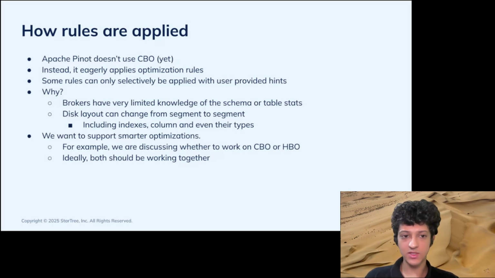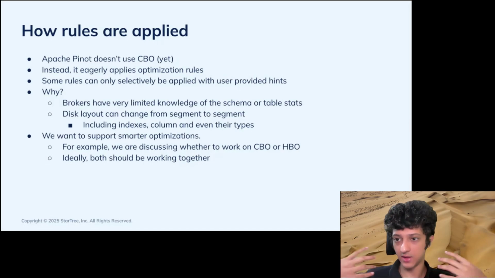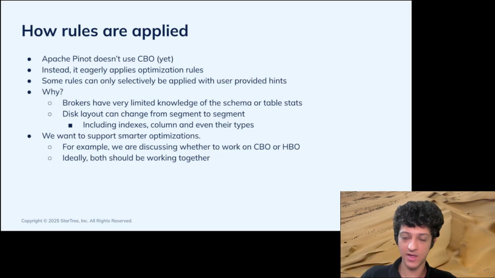So right now, since we only eagerly apply these optimization rules based on simple heuristics, some rules can only selectively be applied with user-provided hints. So right now, that's not optimal. We rely on users to know their data layout and their query pattern, and sort of choose the best strategy for their data layout. And that's going to be a bit of trial and error.